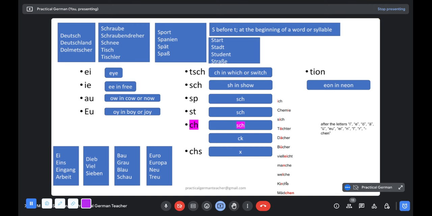Vielleicht is maybe. This is daughters plural. I don't know why I wrote this example. It doesn't make sense at all. So I apologize for this example. This doesn't make sense. Questions?